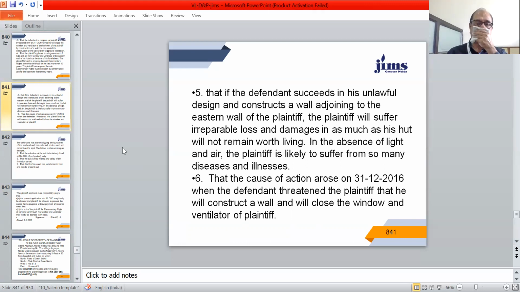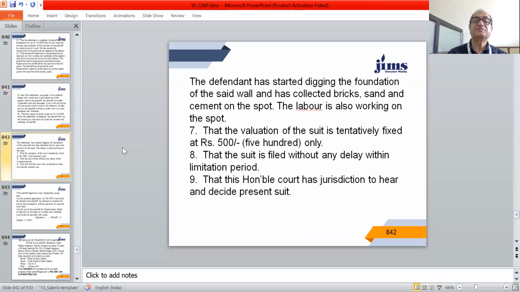Para 6: that the cause of action arose on 31st December 2016 when the defendant threatened the plaintiff that he will construct a wall and will close the window and ventilator of the plaintiff. The defendant has started digging the foundation of the said wall and has collected bricks, sand, and cement on the spot. The labor is also working on the spot.